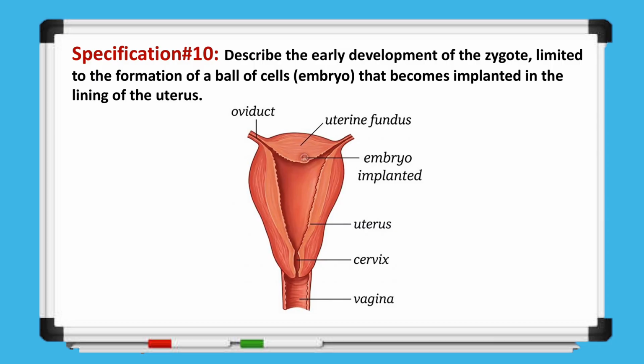As the embryo continues to develop, it reaches the uterus and attaches itself to the thickened lining of the uterine wall, a process called implantation. This implantation usually occurs in the upper part of the uterus, known as the uterine fundus. Once implanted, the embryo continues to grow and develop, receiving nutrients from the mother's body.